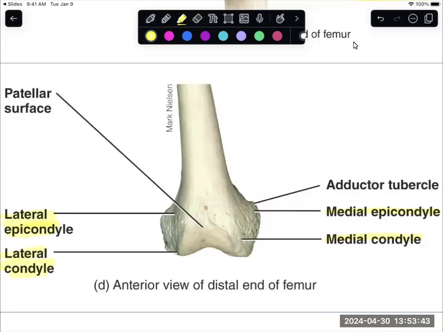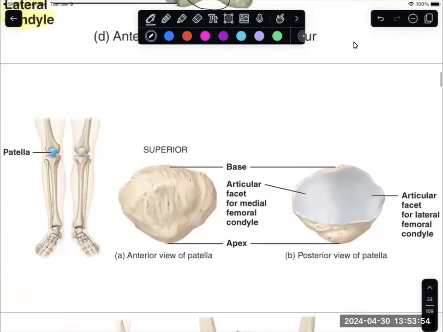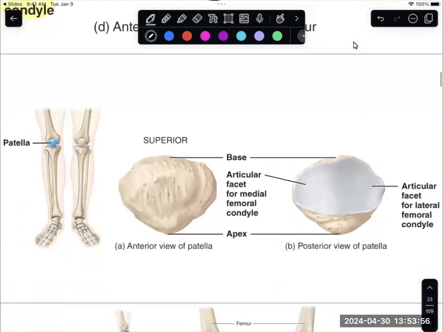On the front of the femur, I'm just pointing it out so you can see there's this large smooth area. This is where that patella, your kneecap, is going to come in contact with that femur. So here's that patella. All you need to know is this is a patella. You don't have to tell me anything else about the patella except that this is a patella.